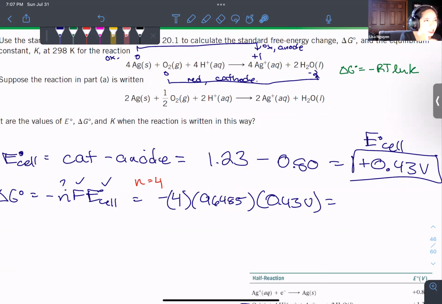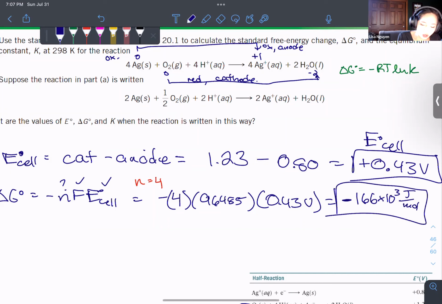If you look at the SI units of Faraday's constant, a joule comes out of here. And so you see that the Gibbs free energy is negative 166 times 10 to the 3 joules per mole here, so negative 166 kilojoules per mole. Again, that negative sign is important because it has to be consistent with our spontaneous cell potential. We need a negative delta G value.